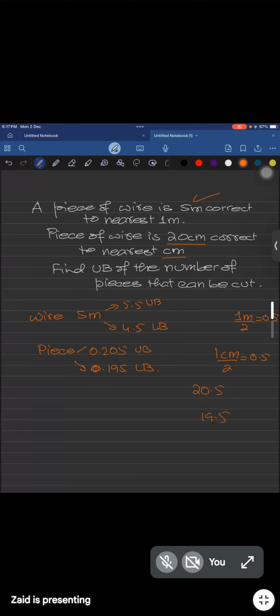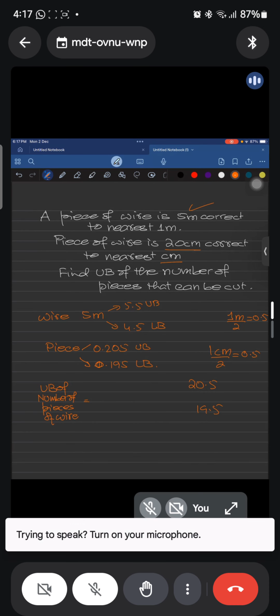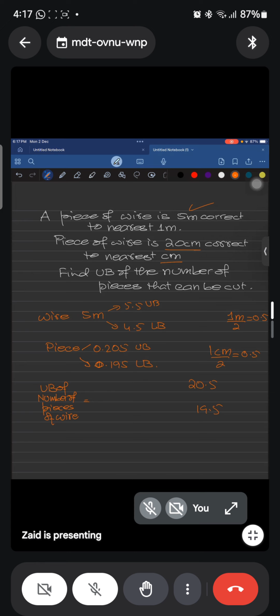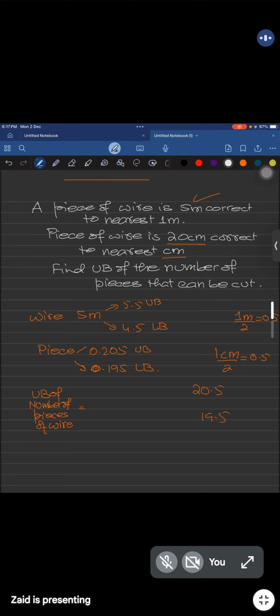Now we are supposed to find the maximum number of pieces. So upper bound of number of pieces of wire. Who is going to tell me how we are going to get the upper bound? Look, this is a complete wire and you have cut this wire into pieces. I have been given the length of the whole wire and I have been given the length of one piece. I'm supposed to find how many pieces I can make. What should I do? Should I multiply? Should I divide?